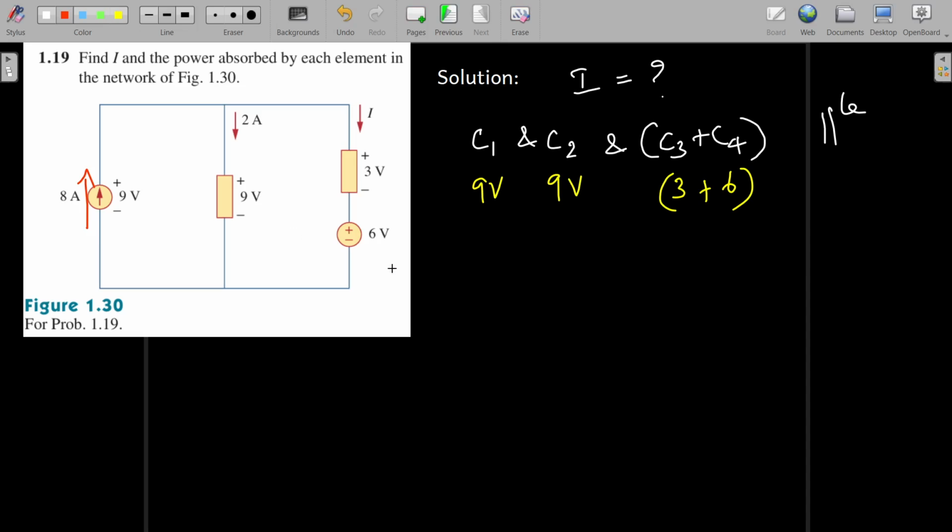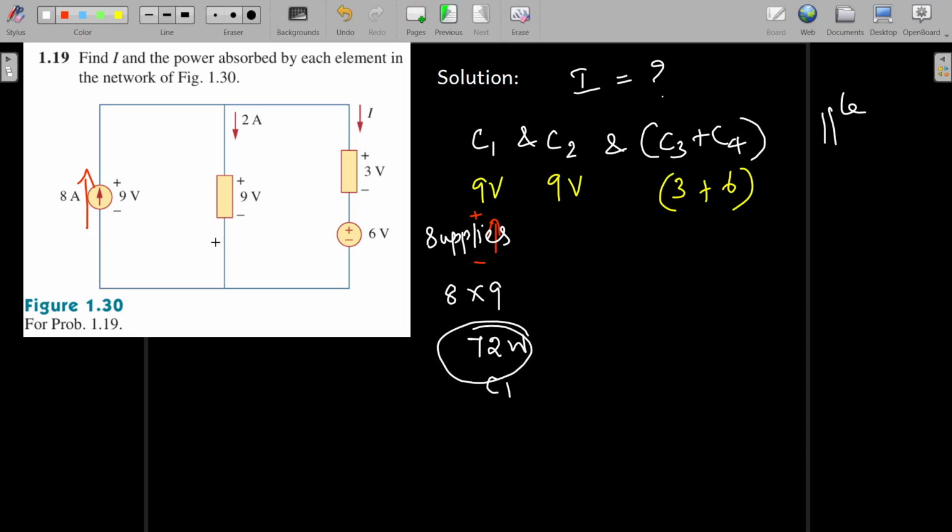Here this 8 amps current is passing through this component and it is flowing upward, right? That means it is flowing from minus polarity to plus polarity. That means it is supplying power. This supplies. And how much power is it supplying? That is 8 amps into 9, that is 72 watts. That is being supplied by this C1 component.